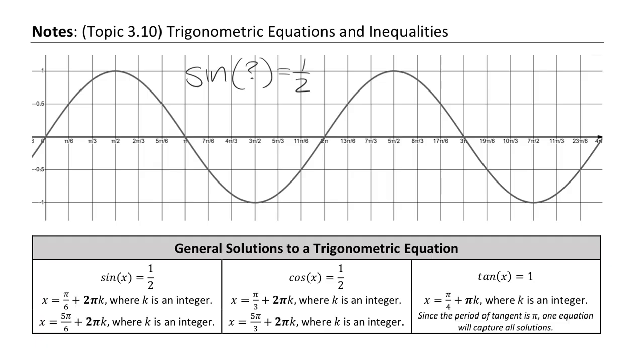At pi over 6. I heard somebody else say at 5 pi over 6. Does anybody else see some more places where it might be a solution? 13 pi over 6, 17 pi over 6. And then, clearly my graph is going to keep going, right? How many more solutions to this question would there be?